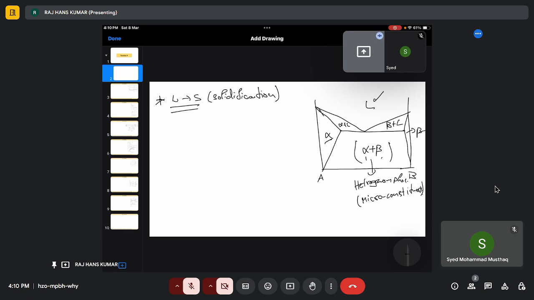When we are talking about liquid to solids, we're talking about how the solidification is taking place in an alloy, right? Suppose I just take the example to make our life simpler.